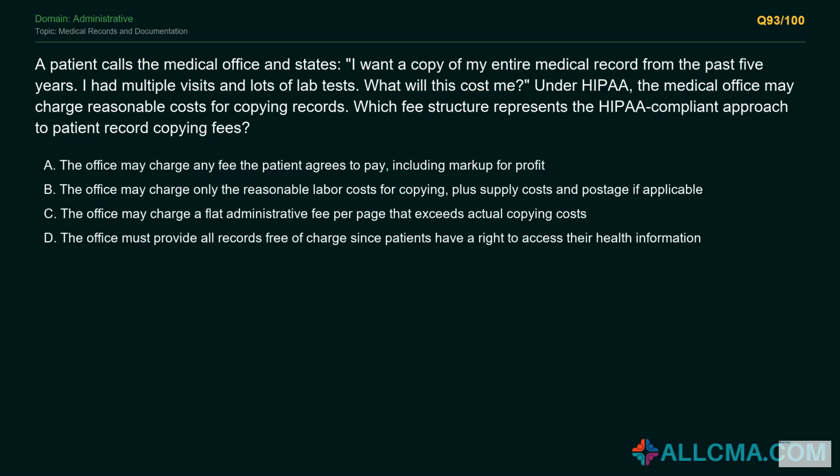Option A, the office may charge any fee the patient agrees to pay, including markup for profit. Option B, the office may charge only the reasonable labor costs for copying, plus supply costs and postage if applicable. Option C, the office may charge a flat administrative fee per page that exceeds actual copying costs. Option D, the office must provide all records free of charge since patients have a right to access their health information.